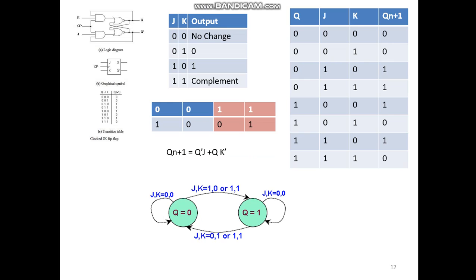Then the second one is the JK flip flop. This is also 90% the same as the SR flip flop. Here J is set, K is reset. Same as before, 0 0 means no change.